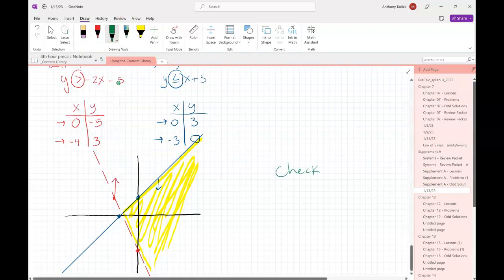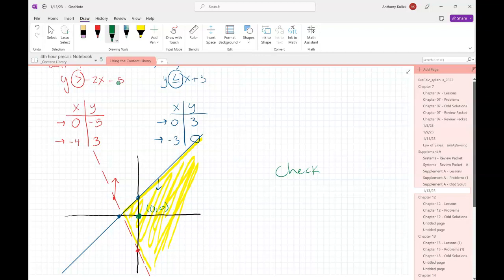I can do a little check on this, though. It's not a perfect check, but it's something. What I can do is pick a point from that shaded region. Let's pick an easy point to deal with, like the origin 0, 0.